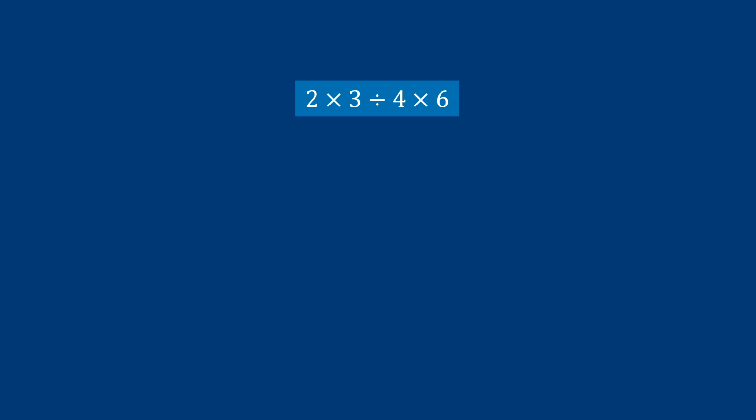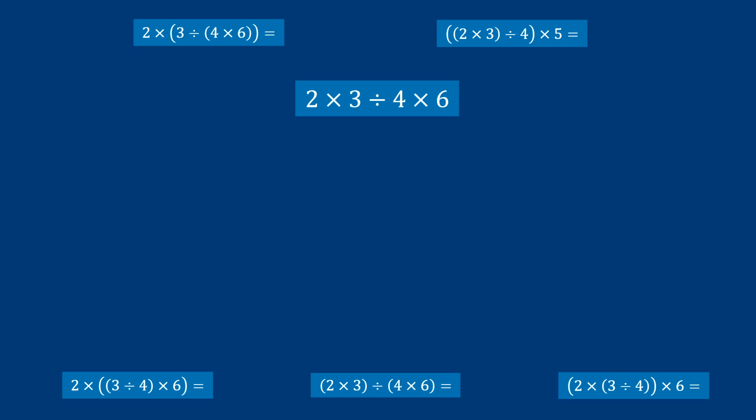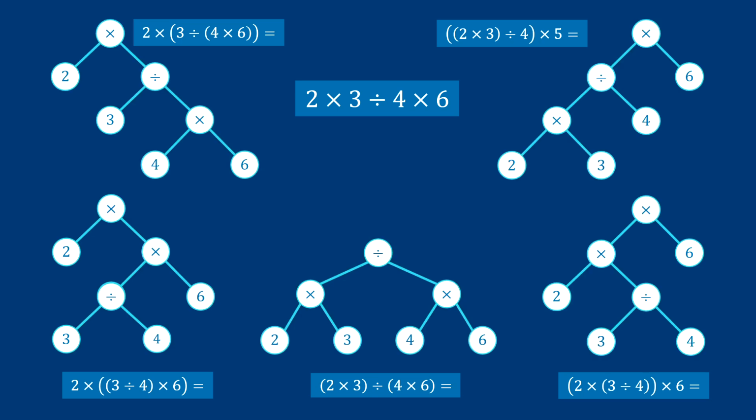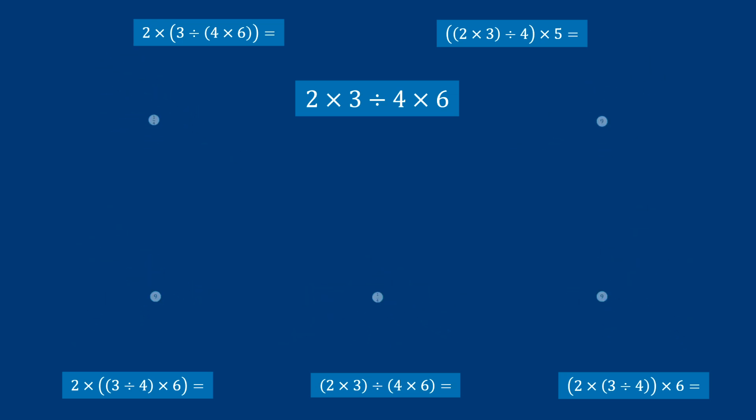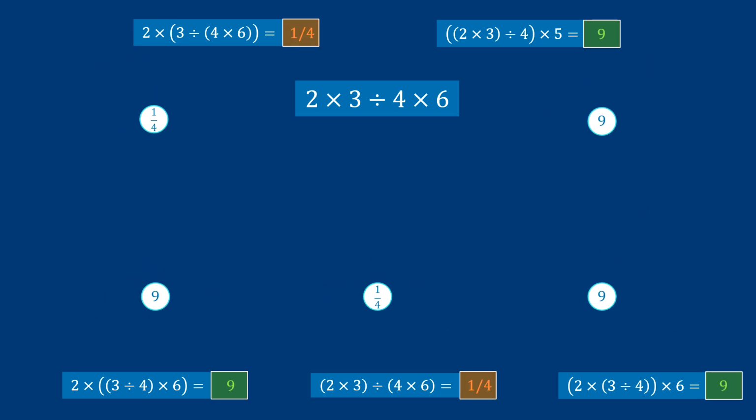Here we have an analogous calculation. We have 2 multiplied by 3, divided by 4, multiplied by 6. And again, we have these 5 different bracketings with 5 different trees. Each one evaluates to one of 2 options. So 2 of them present with a quarter, and 3 of them give us the result of 9.